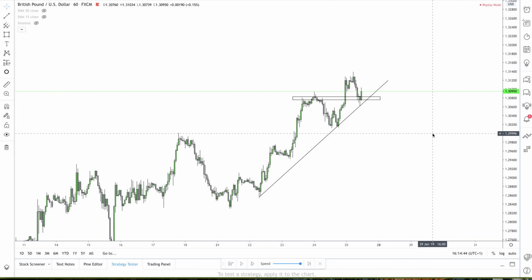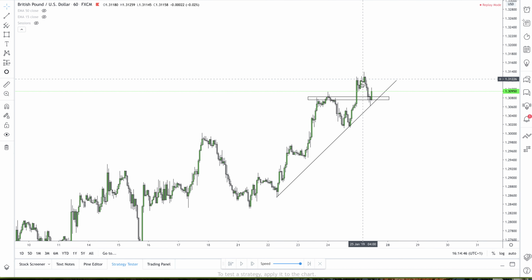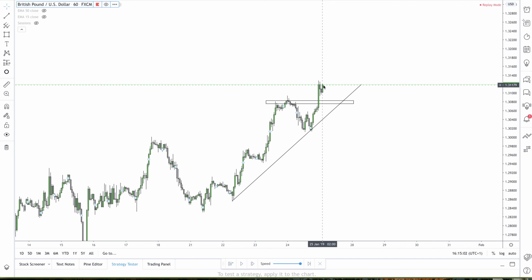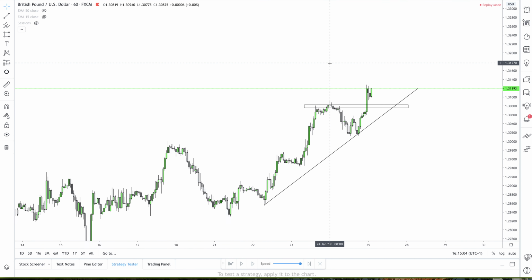Perfect. So price has pushed up. Okay, we broke out of this level. We've come back to retest. Now, this isn't always obvious to a lot of people because they don't know what they're waiting for when price comes back. A lot of people get caught out. It's another reason why I showed this example here. This is where a lot of people get caught out.